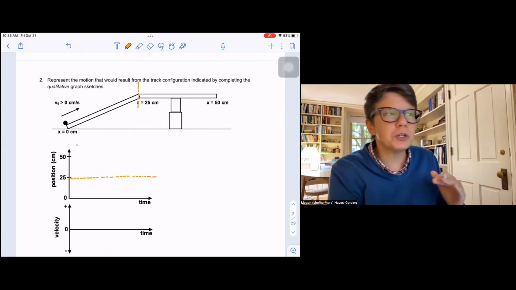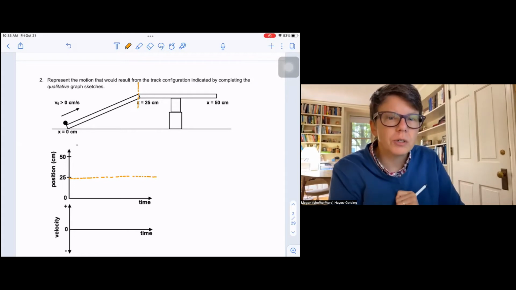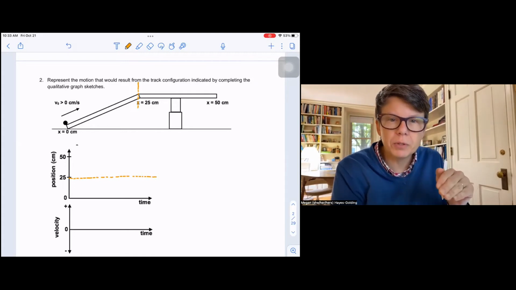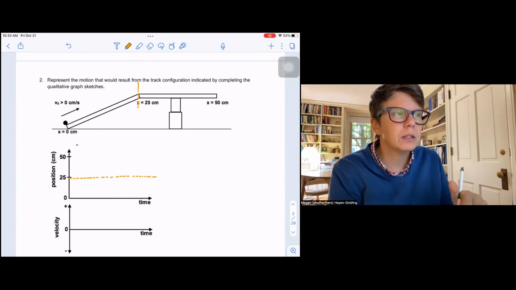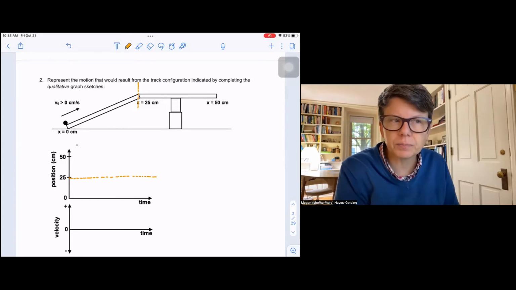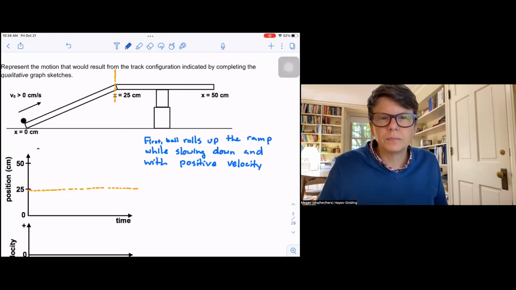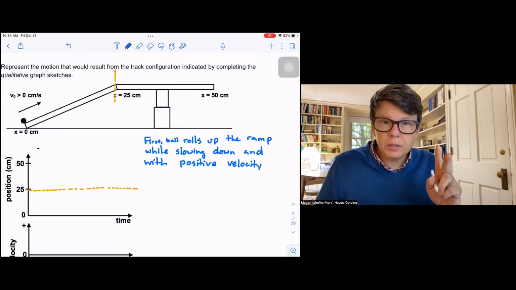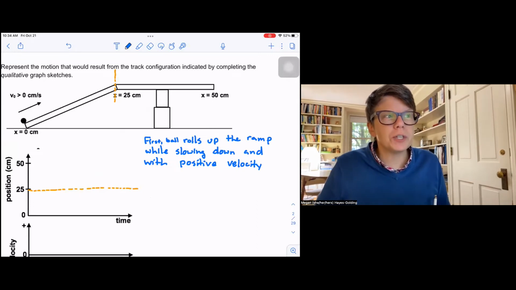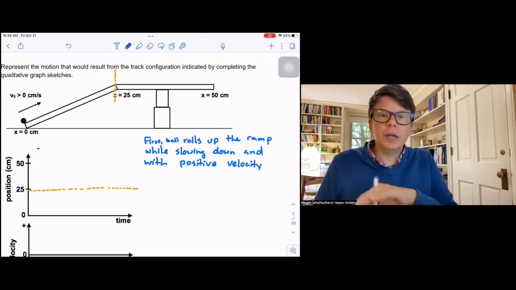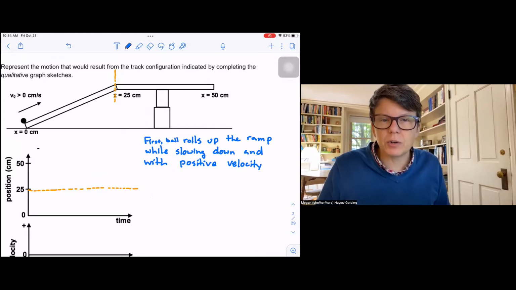All right, verbal description. First, the ball rolls up the ramp while slowing down and with a positive velocity. Second, the ball hits the 25 centimeter mark and rolls at a constant velocity across the flat surface.